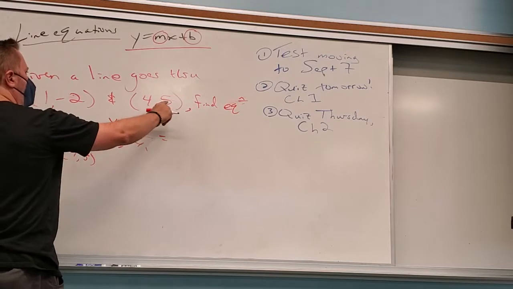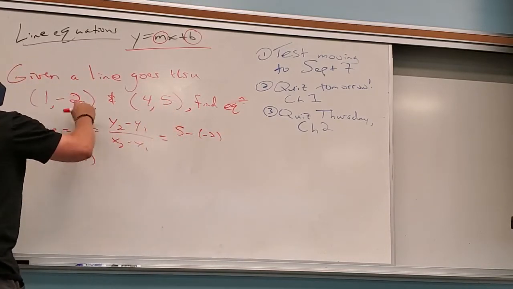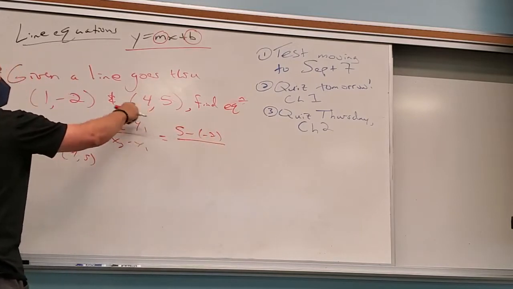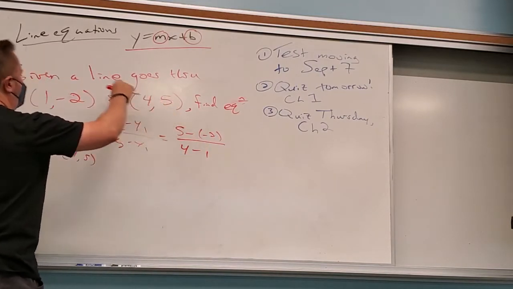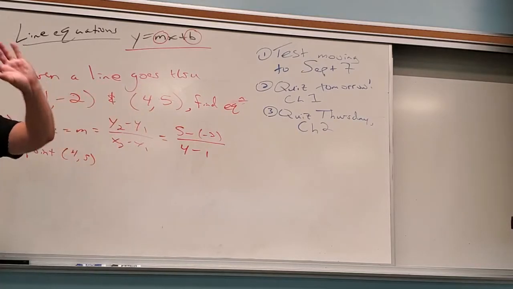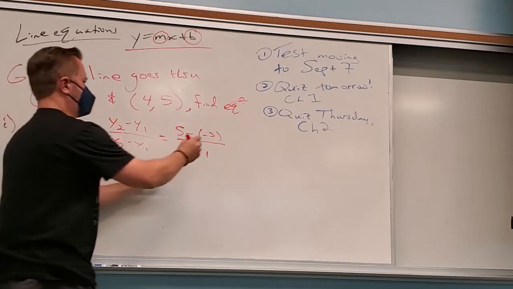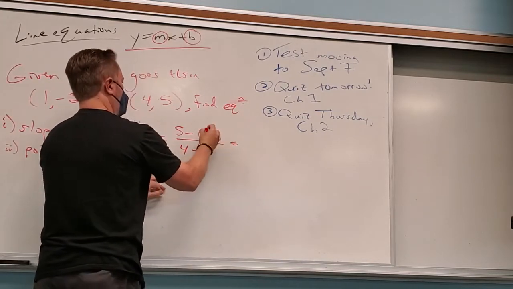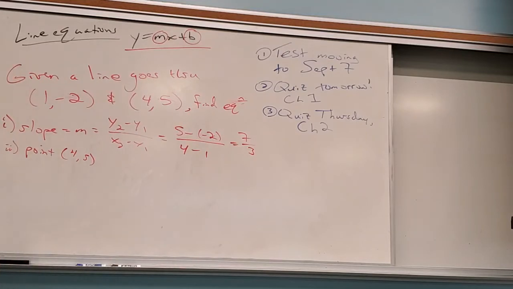So if I go 5 minus negative 2, right, y2 minus y1, over 4 minus 1, I could have done negative 2 minus 5 over 1 minus 4, and the signs would have canceled, and it would have come out the same. What's this? 7/3. Not the slope you wanted, but the slope you needed. All right.